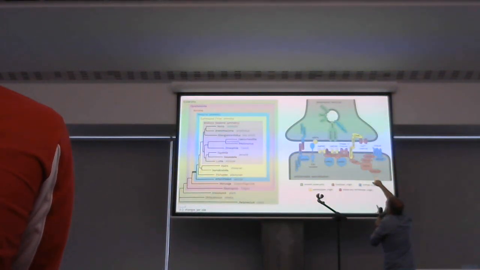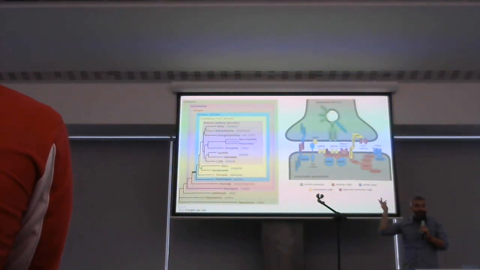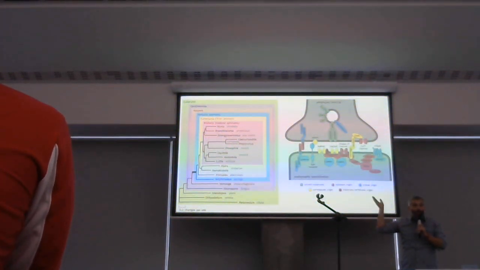Process among neurons, synaptic vesicles. Is it surprising? Why should synaptic vesicles be the most tension part, even present in the lungs?